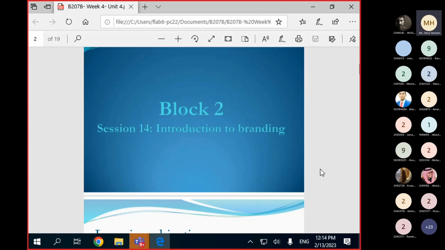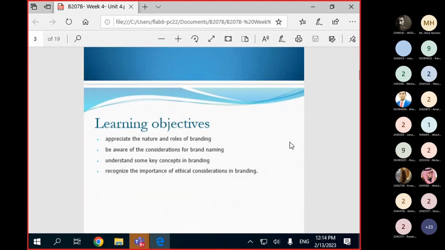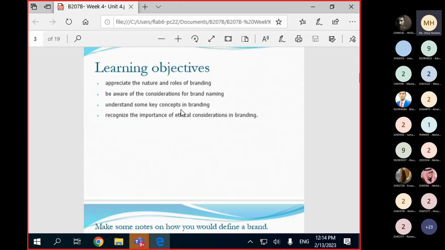Okay, now, global organizations are also brands. And this is why today's class will be based on branding, and I want you to be able to link it also to the previous week's class, which was about marketing globally. So the learning objectives here: we will see what the role of branding is, we will have some considerations of brand naming, some key concepts in branding, and then finally we will look at the ethical considerations of branding.